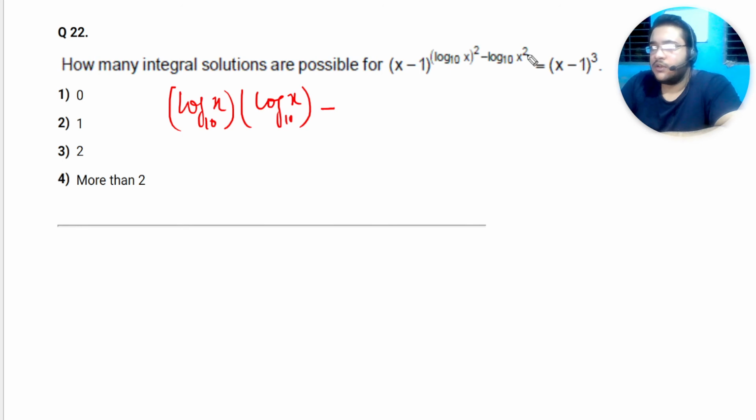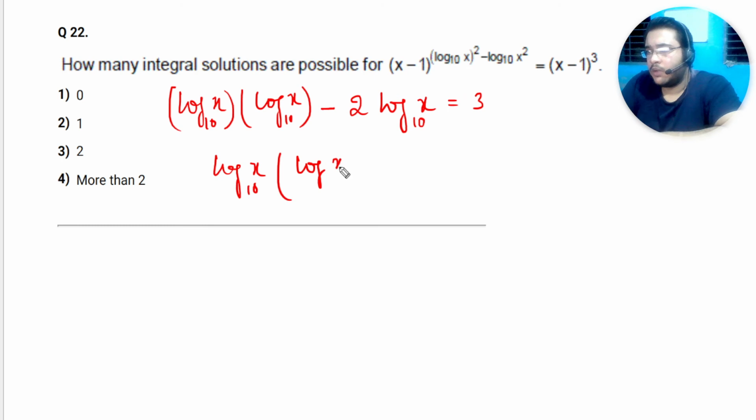So basically, now using the property of logarithm, taking the exponent to the right of it, I can write it like this. Okay, that is equal to 3. Now this is very easy. The next point is also very easy, in which you just take log x base 10 common throughout. When you do that, you will be left with one term, log x base 10 minus 2, that is equal to 3. Now that's it.